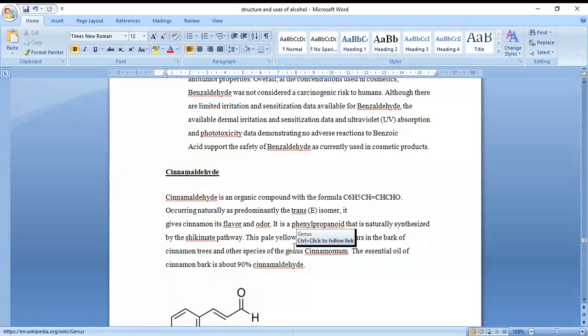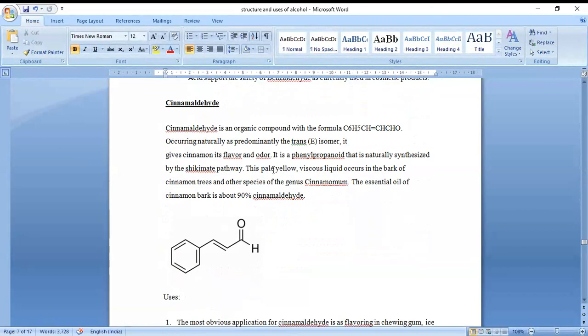And the next one is cinnamaldehyde. Cinnamaldehyde is an organic compound which has the formula C6H5. So this ring is C6H5 followed by CH double bond CH and CHO. Is it clear? So what is the molecular formula? This is C6H5, CH double bond CH and CHO.